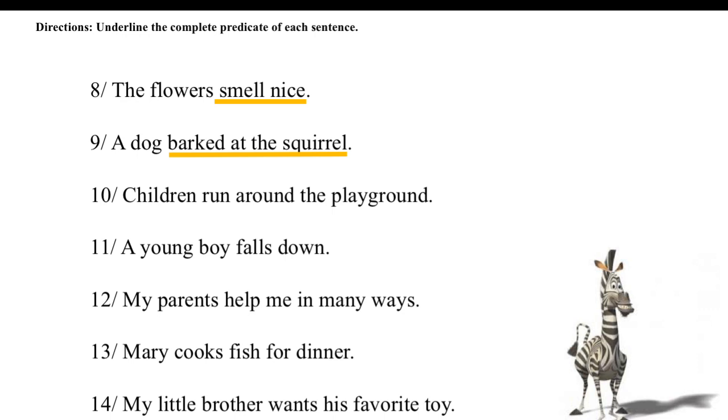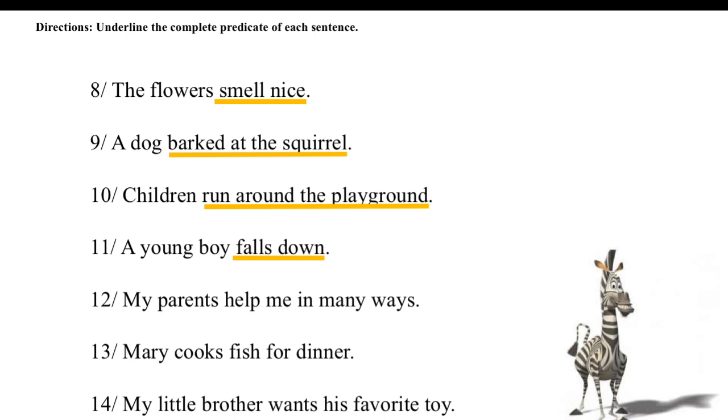Don't forget that, okay? Number 10. Children run around the playground. Who runs around the playground? That's a subject. What do the children do? Run around the playground. And where is the action word? Run. A young boy falls down. What does a young boy do? Falls down. Where is the action word? Falls.